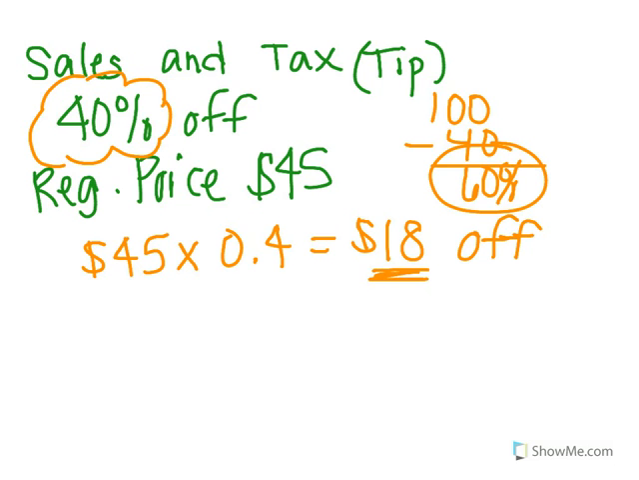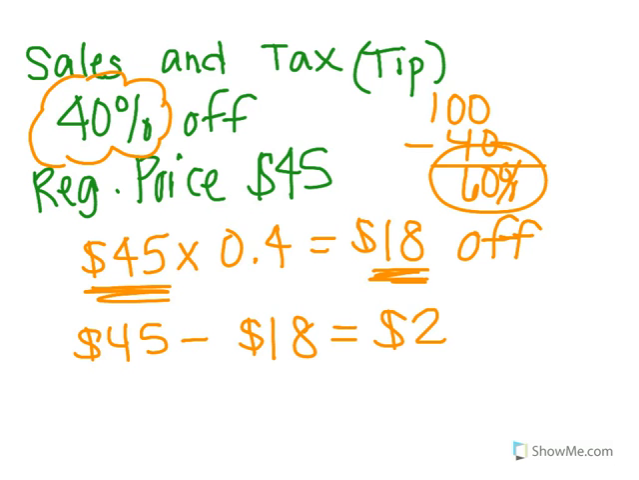However, if it's $18 off and I started with $45, what I then need to do is say $45 minus the $18 off gives me $27 left. And that $27 is how much I'm actually going to pay for the pants when they are on sale.